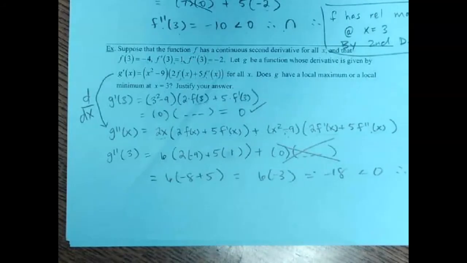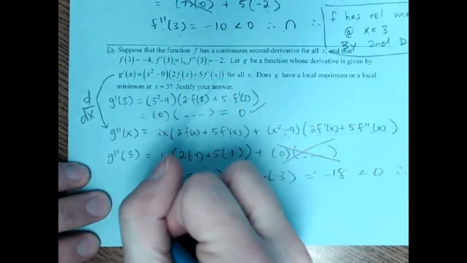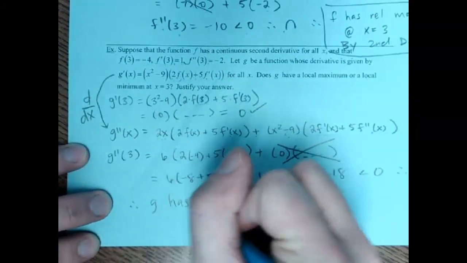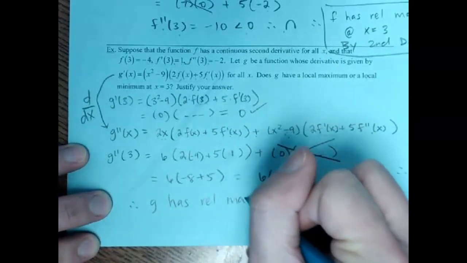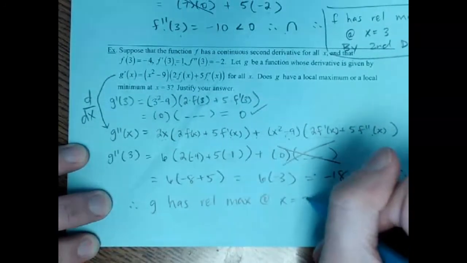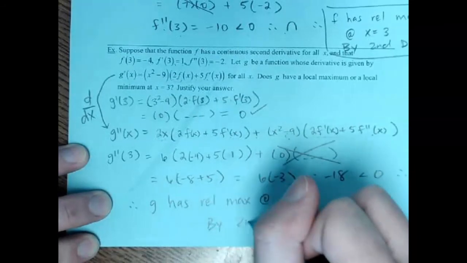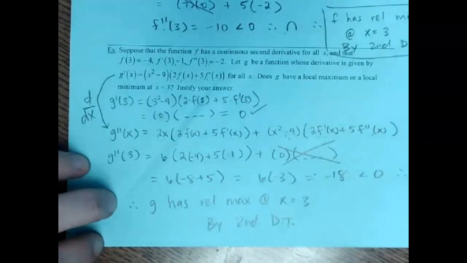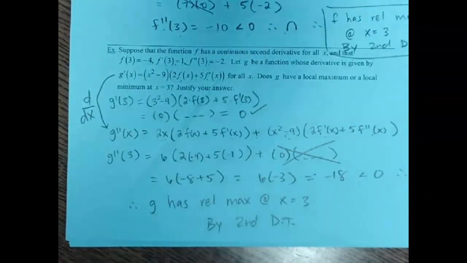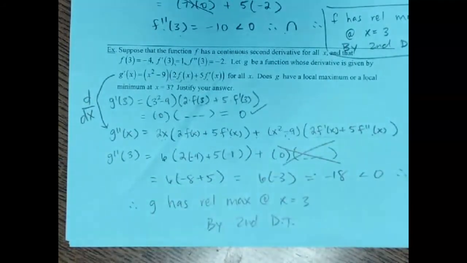And if the graph is concave down, I could conclude, therefore, g has a relative maximum at x equals 3 by second derivative test. Okay, so those ones are a little tricky. Hopefully it makes sense. Second derivative test has nothing to do with intervals of concavity, has nothing to do with points of inflection, has nothing to do with that second derivative sign chart.